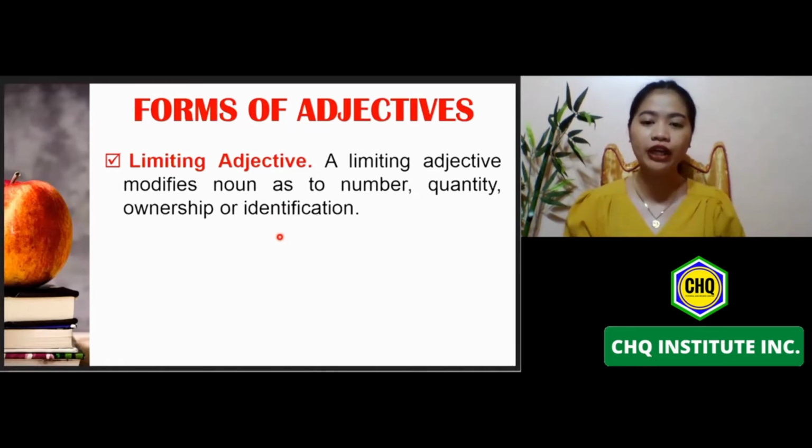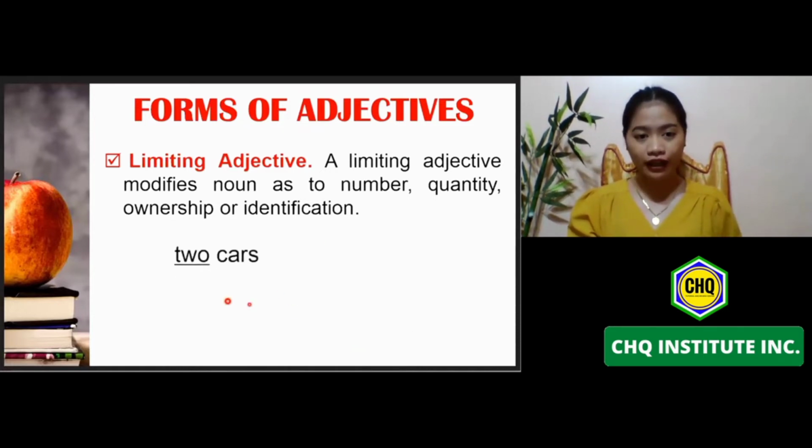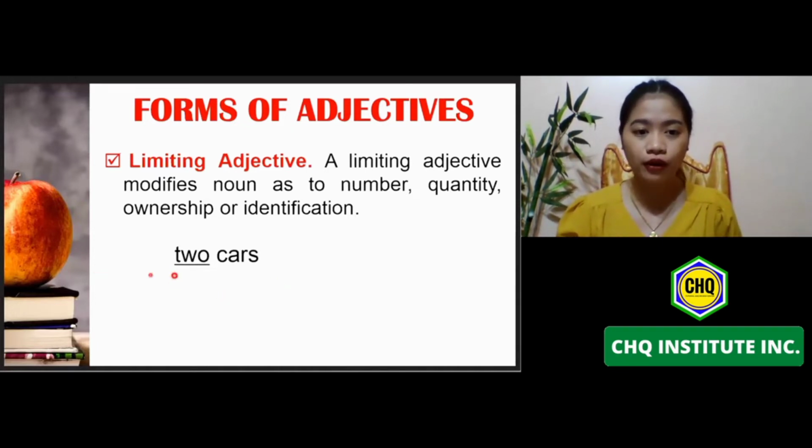Or in Filipino, nagsasaad po ito ng tiyak o hindi tiyak na bilang. So, we have different types of limiting adjective. Before that, let's have first an example. Two cars, say for example. It modifies the noun, this is a number, and it modifies the noun car. So this is an example of limiting adjective.